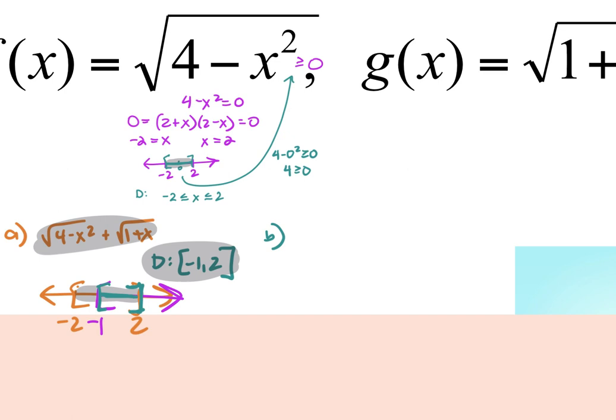No, because the one on the right was greater than -1, but the one on the left said it had to stop at 2. Okay. So it has to be the overlap. All right, B says subtract these. So 4 minus x squared minus the square root of 1 plus x. The sign is the only difference, which means the domain would also stay the same. We don't have to do it again.